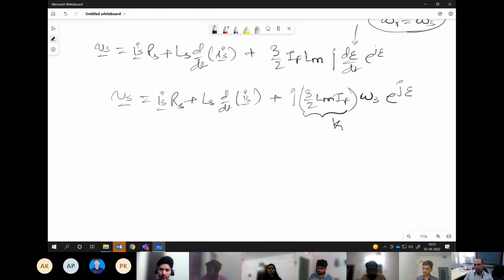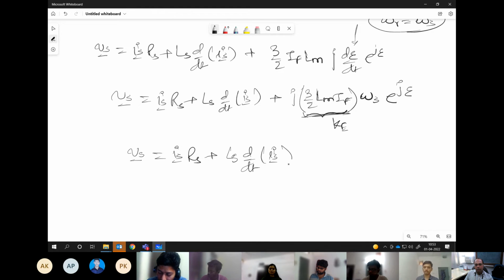You understand this point? Now this is the property which is defined by the magnet. You can say this is some constant Ke, because it's all combined. This Lm is also from the magnet side, the flux linkage and the magnetizing things it is forming. Then IF is also part of the magnet. So this is something constant which is basically dependent on the magnet, and we can simply take it as this. If you have a number of poles, that will somehow get adjusted in this. Now I can write this as j Ke omega s e raised to power j epsilon.